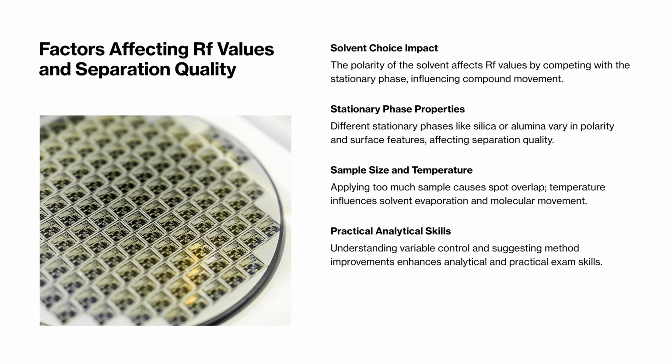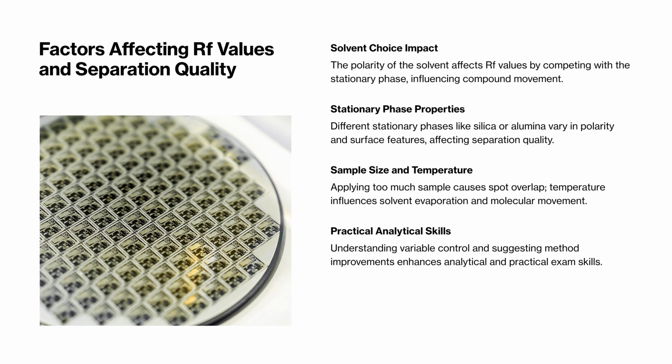One of the most important is the choice of solvent, or mobile phase. A more polar solvent generally increases RF values for polar compounds by competing more effectively with the stationary phase. The nature of the stationary phase also matters. Silica and alumina differ slightly in polarity and surface properties. Temperature can affect solvent evaporation and molecular motion, indirectly influencing results.